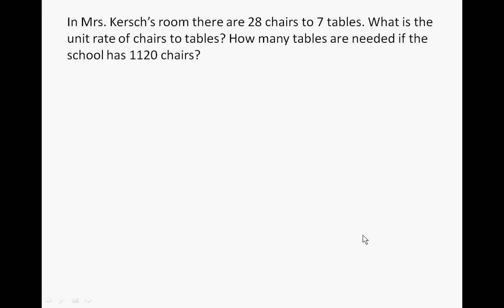All right, here's our last one. This time I'm not going to give you the answers. I will step you through the process, but I want you to try this on your own. There aren't any fractions with this one, so you can try it with an easier type of problem. In Mrs. Kirsch's room, there are 28 chairs to 7 tables. What is the unit rate of chairs to tables? And how many tables are needed if the school has 1,120 chairs?